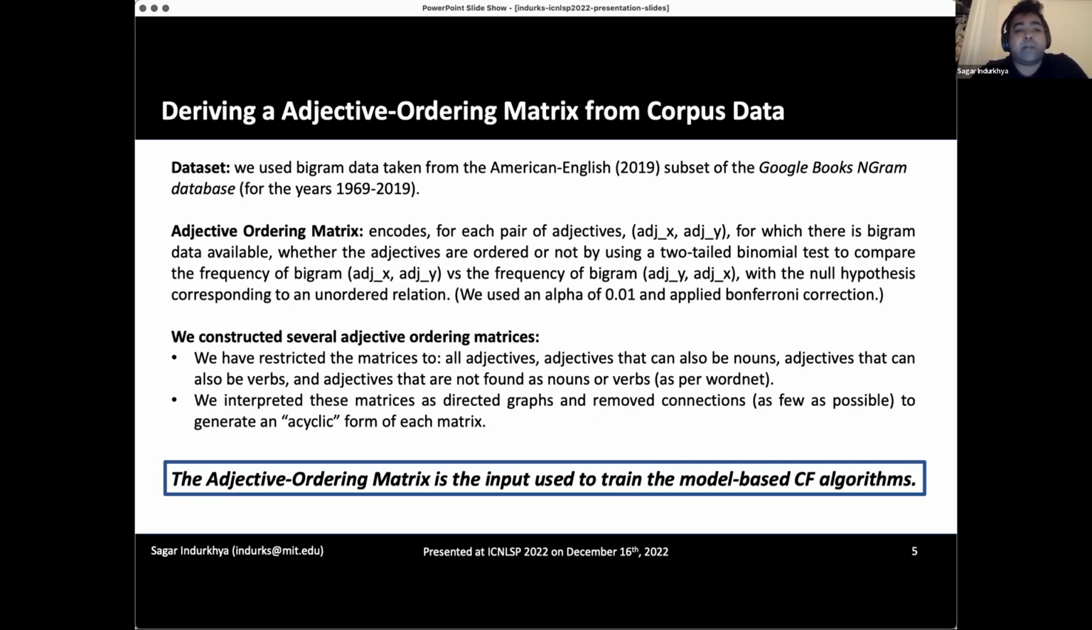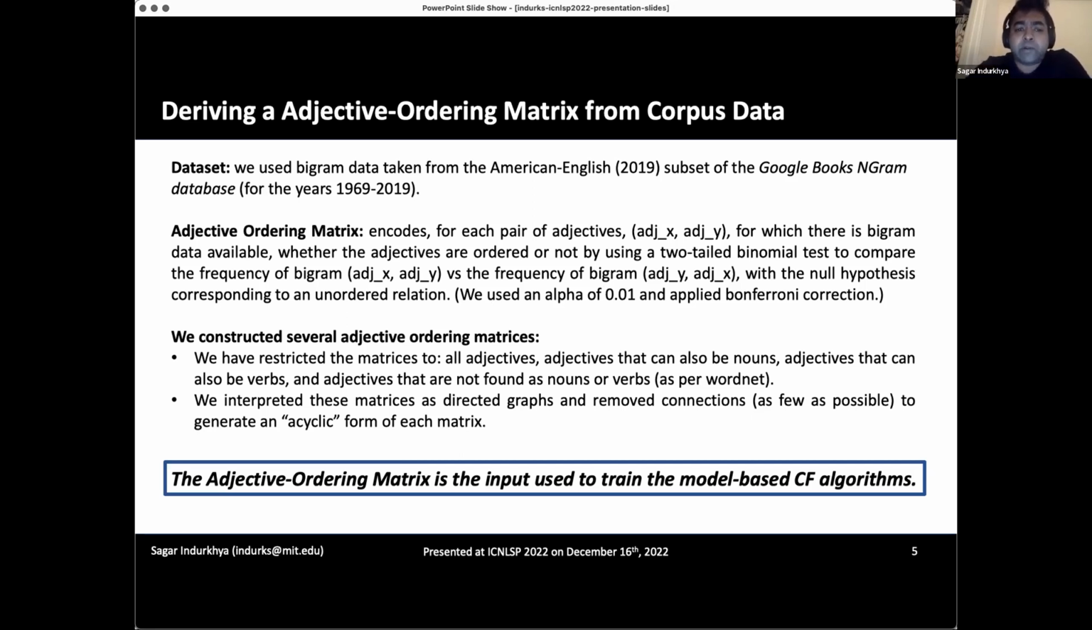If you look up the literature on collaborative filtering, instead of user items, I'm having preceding and succeeding adjective pairs. And so what I do is, in this adjective ordering matrix, encode whether or not, given two adjectives, there's a strong ordering one way or the other, or it's just to be considered unordered. And the way I do that is I use a two-tailed binomial test on the relative frequency of the bigram of adjectives going both ways. So that's where you see frequency of adjective xy versus frequency of adjective yx, with the null hypothesis corresponding to an unordered relation.